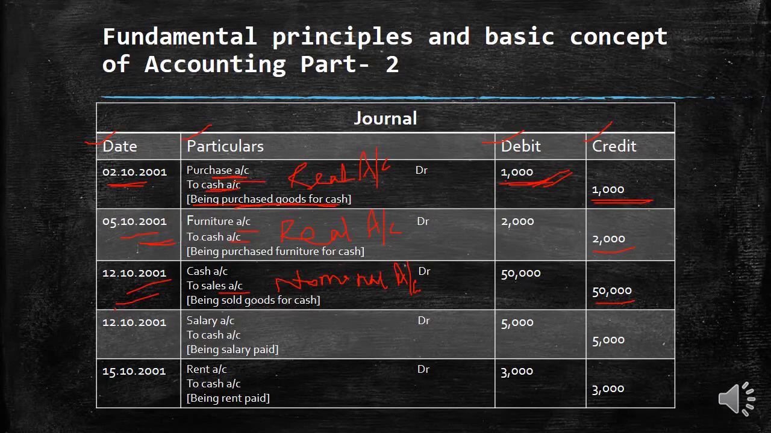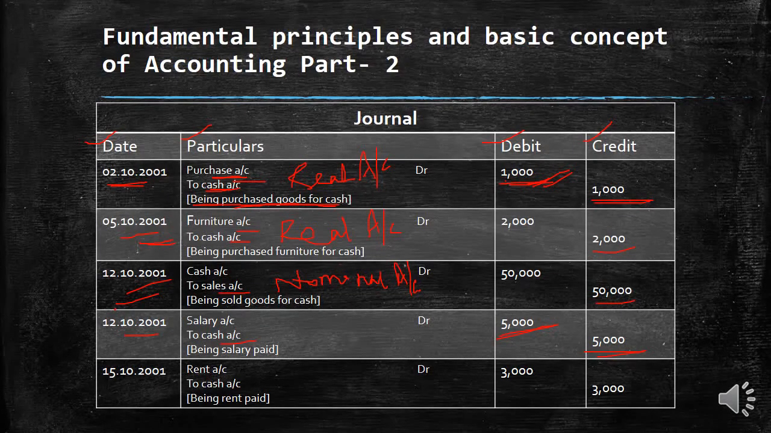The next transaction says paid salary of rupees 5,000 on 12th October 2001. Now paying salary is an expense, right? It will be considered as debit because it is a nominal account, and for a nominal account, debit all expenses and losses, credit all incomes and gains. It is an expense, so it will be considered as debit, right? So salary is debited and the cash is credited.